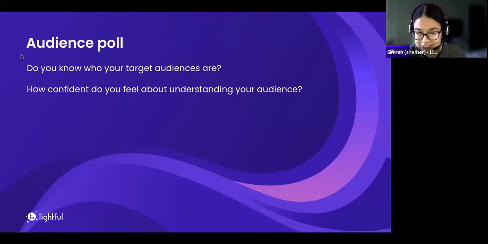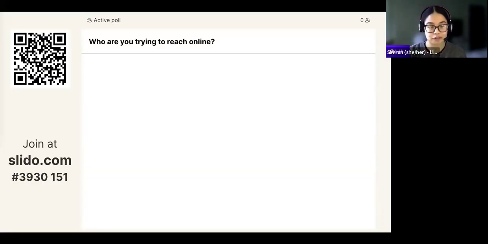But I'm not done with collecting some insights from you all. I'd love for you to either use your phone to scan the QR code you see on the screen or visit slido.com and enter that hashtag number and let us know who you are trying to reach online. So who is your audience or target audience for your specific organization? Also, if you have any difficulty accessing that page, feel free to enter your answers in the Zoom chat.